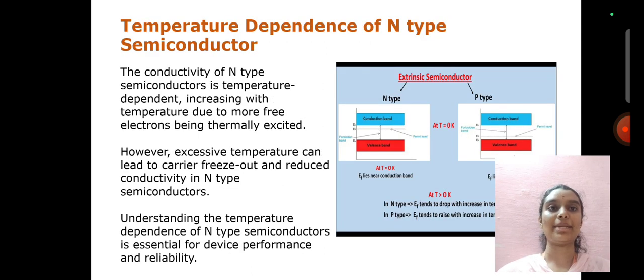The temperature dependence of the N-type semiconductor. The conductivity of N-type semiconductors is temperature dependent, increasing with the temperature due to more free electrons being thermally excited. However, excessive temperature can lead to carrier freeze out and reduce the conductivity in N-type semiconductors. Understanding the temperature dependence of N-type semiconductors is essential for device performance and reliability.